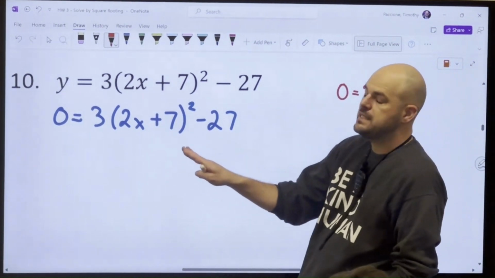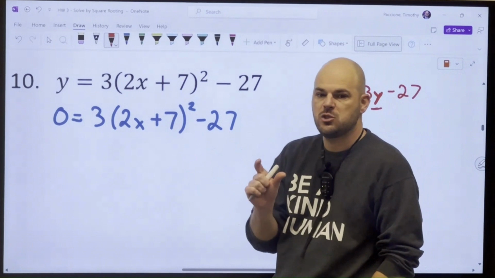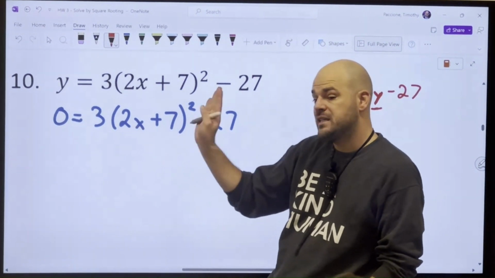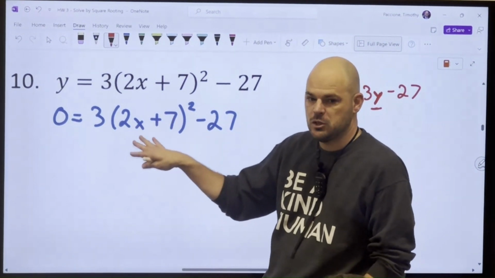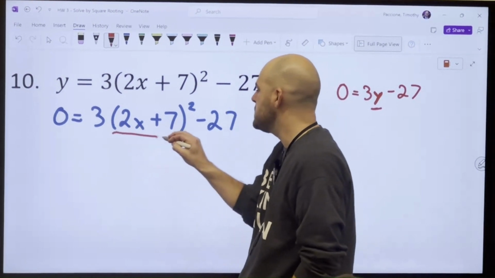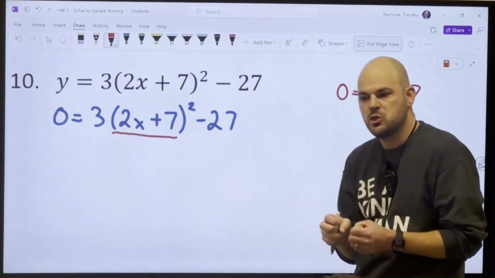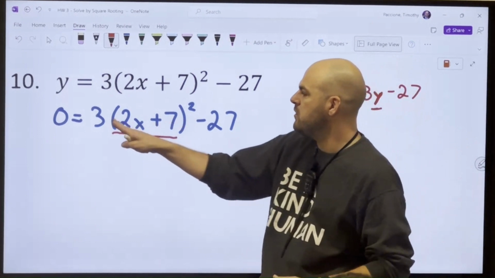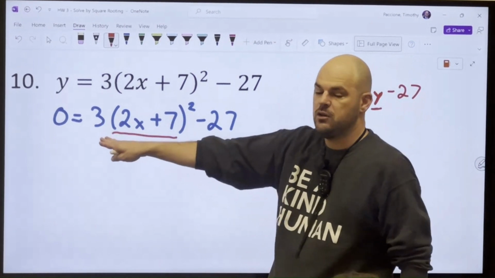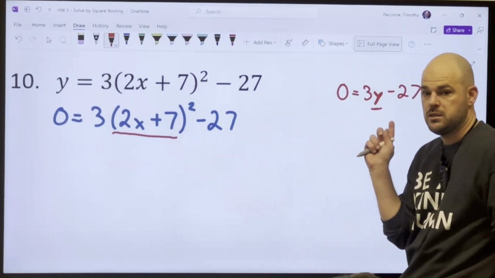What you need to think about this term, you need to isolate the square. Sometimes it'll be x squared, and you isolate that. Sometimes it's a big thing being squared. So you're trying to get this by itself, so you can square root it, right? So you got to get rid of everything around it, which is negative 27 and 3, and you do it in the same order you would do this, okay?